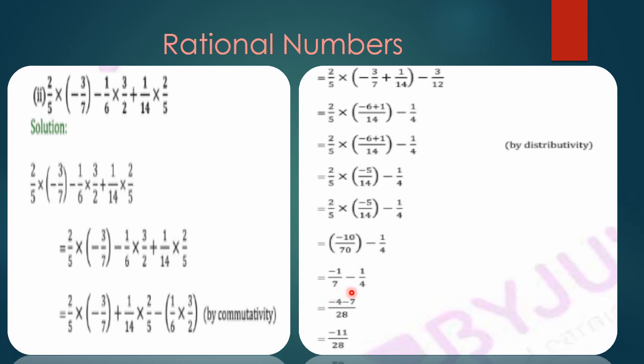Here for 7 and 4 the LCM is 28. So minus 1 upon 7 becomes minus 1 into 4, that is minus 4. Then minus 1 upon 4: to get the denominator 28, we have to multiply by 7, so 1 into 7 is 7. So minus 4 minus 7 upon 28. Now when we solve the numerator, minus 4 minus 7 becomes minus 11. Therefore minus 11 upon 28 is the answer for this question.